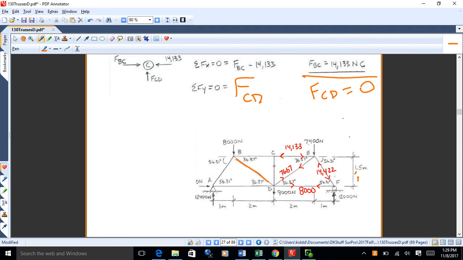That's called a zero force member. Okay. So by looking at joint C, I can tell that that member isn't doing anything. It bears no load. It's just sitting there right now. I can tell that by looking at joint C. And these come up, so they even have a name. They're just called zero force members.